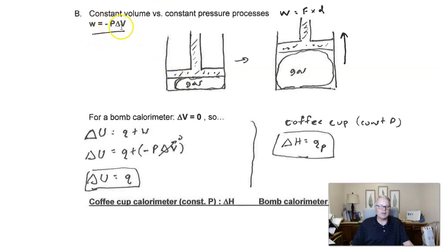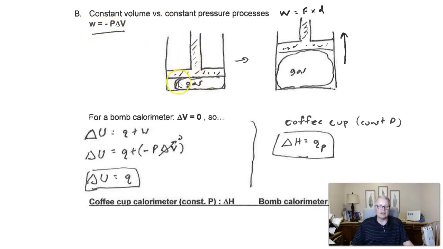Work is equal to negative P times delta V, where P is the pressure of a gas, and delta V is your change in volume. In physics, by the way, you won't see the negative. That's how you know the sign convention is actually the opposite. But the negative is here because of the sign convention we chose up there.